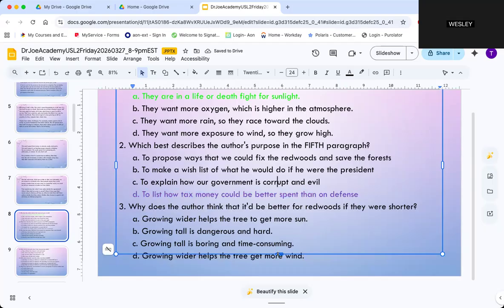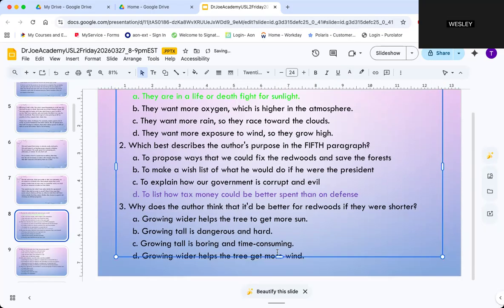Number three. Why does the author think that it's better for redwoods if they were shorter? I think growing tall is dangerous and hard. B. That is correct.